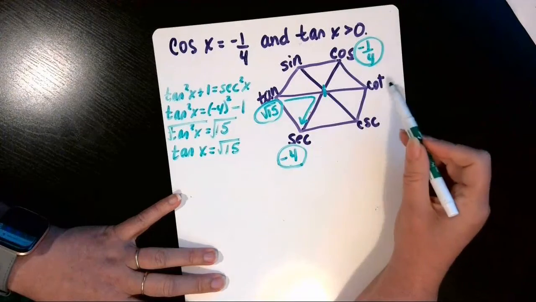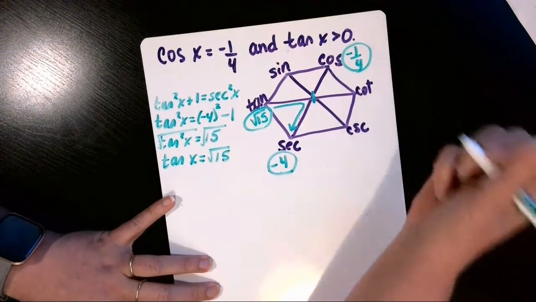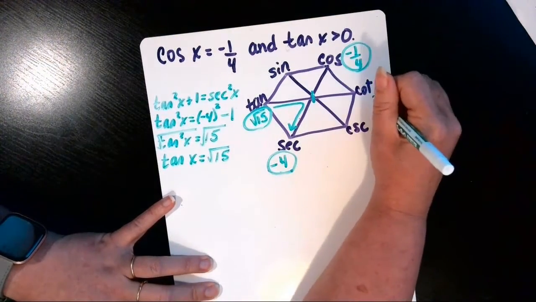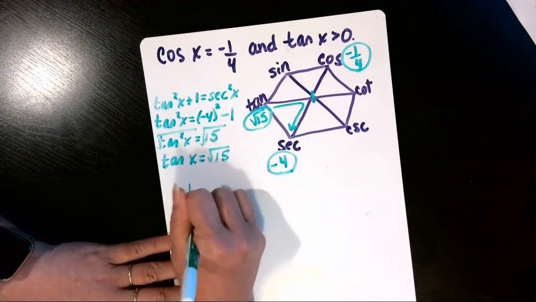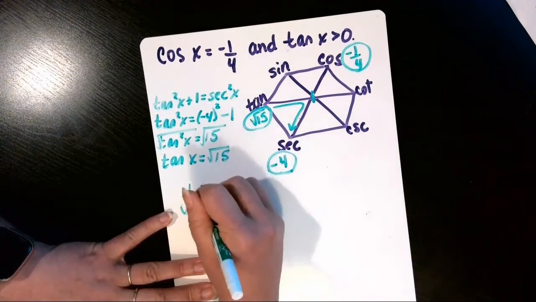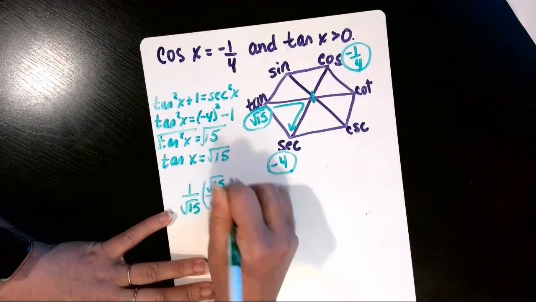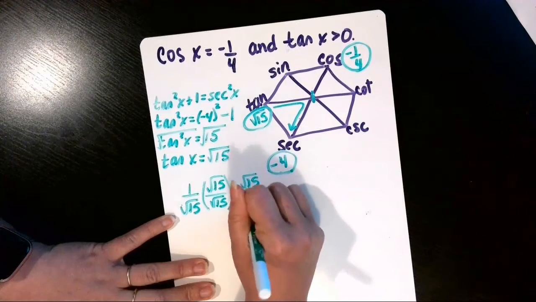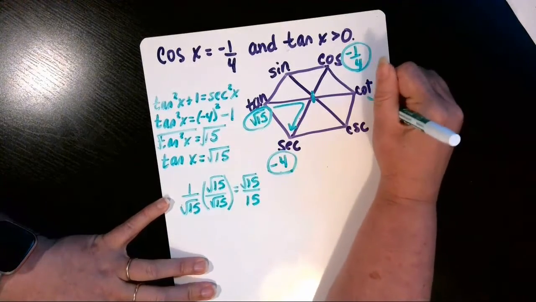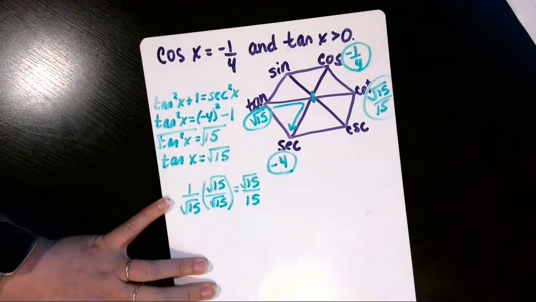That means I can do my reciprocal to get the cotangent, and the reciprocal of root 15 would be 1 over square root of 15, and then we need to rationalize that denominator. So we multiply the top and bottom by root 15 over root 15 and get root 15 over 15. And then we found the cotangent.